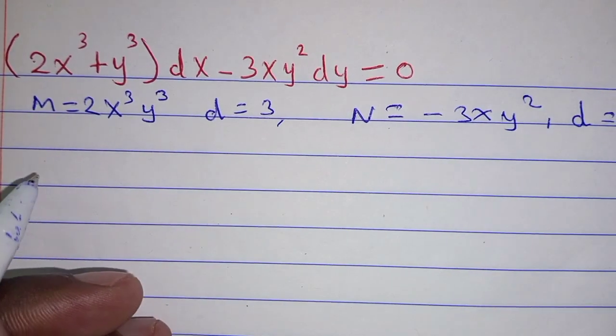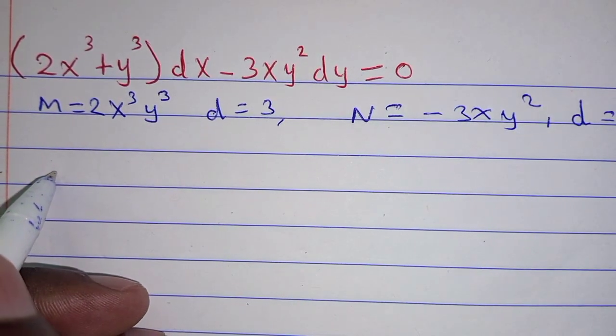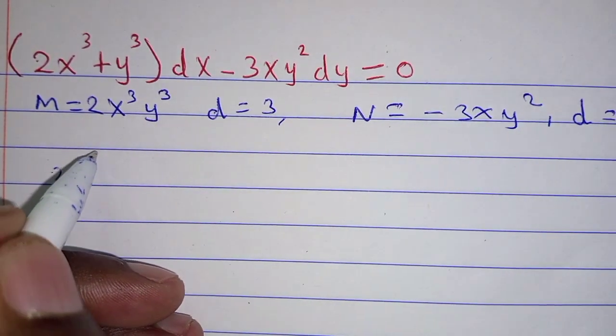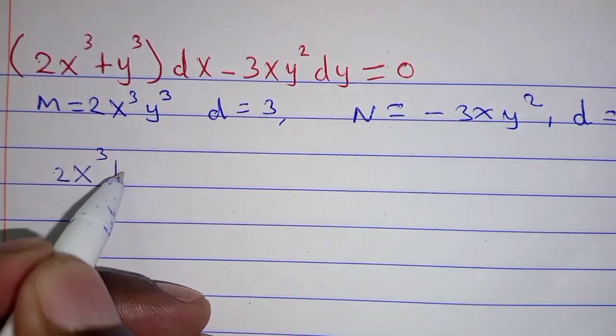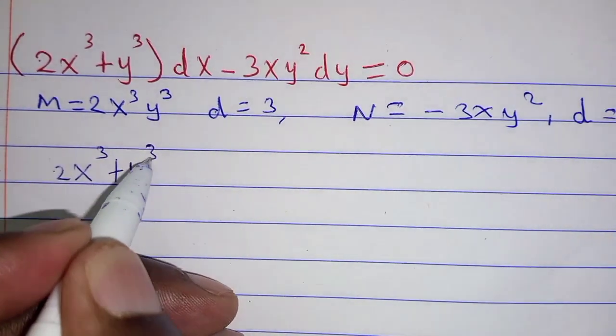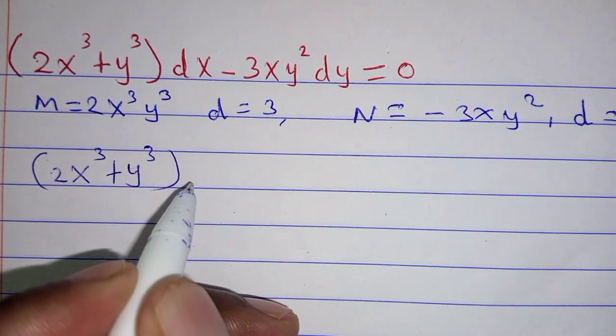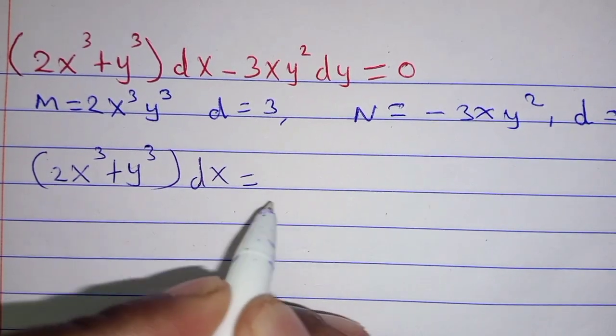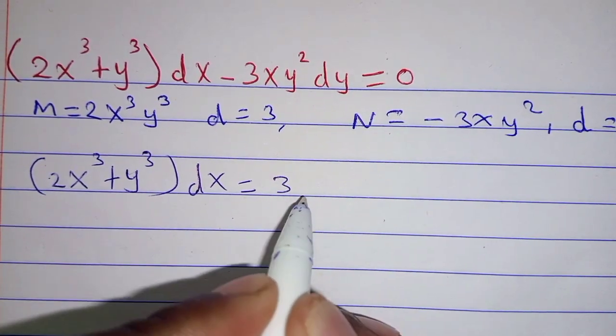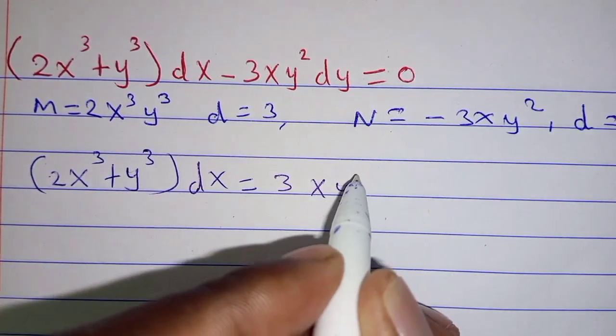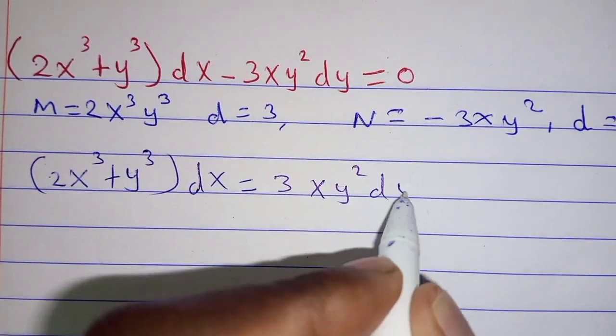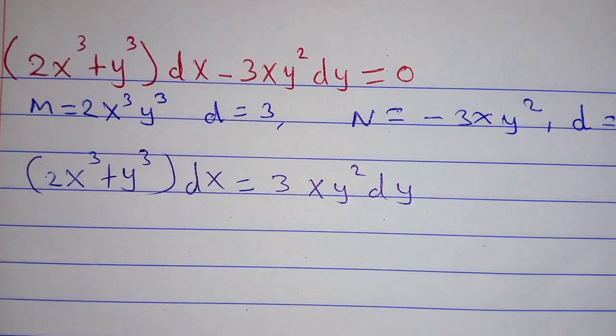So we are going to have 2x cubic plus y cubic, everything dx is equal to 3xy squared dy. Taking that part on the other side.